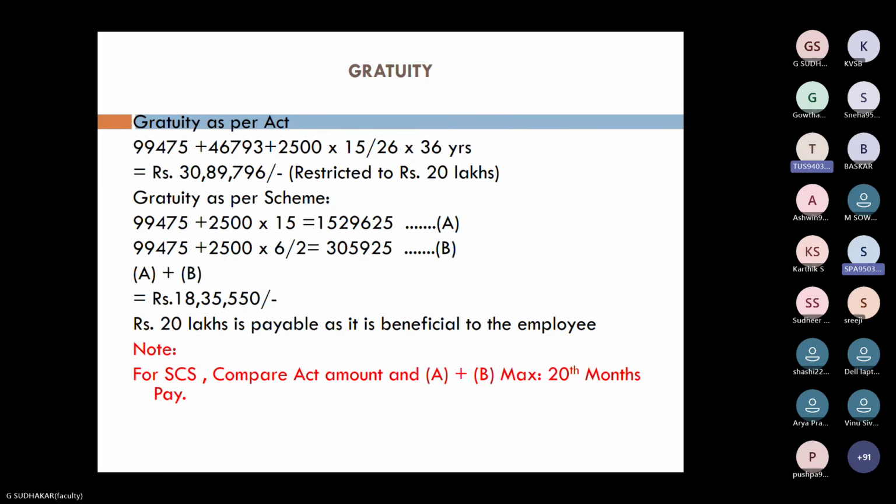Sir, here it is restricted to 20 lakhs as calculated as per the Act. Now, as per the scheme, suppose this amount exceeds, say instead of 18 lakhs, it comes to 22 lakhs, which amount will be paid? 22. Whichever is beneficial to you. You calculate as per Act and as per scheme. Whichever is beneficial to you, the company will provide that amount. But the only thing is the amount exceeding 20 lakhs will attract income tax.